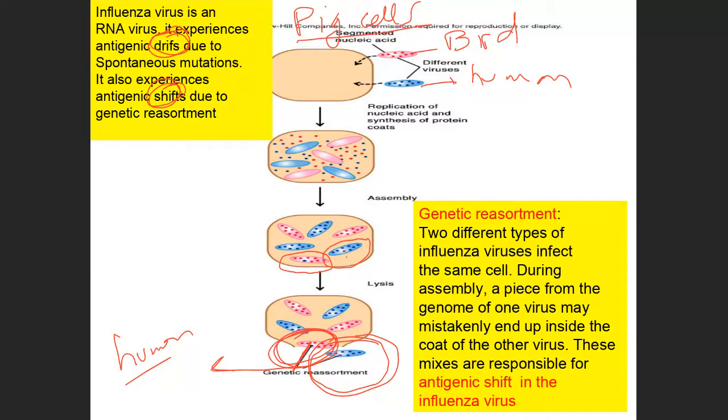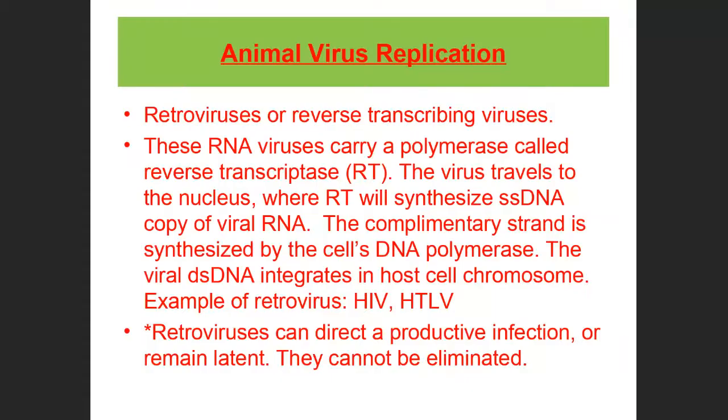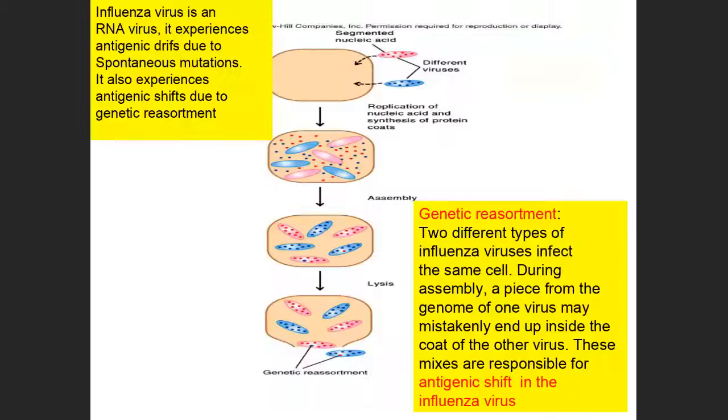All right, so you should know whether it's a drift or a shift. A shift is the genetic reassortment, a drift is just a spontaneous mutation. Remember that these are RNA viruses, and retroviruses are also RNA viruses. However, these are RNA viruses that go to the nucleus because they're going to use reverse transcriptase to turn their RNA into DNA. You should know examples of retroviruses. You should know examples of RNA viruses, like the COVID-19 virus, which is an RNA virus.